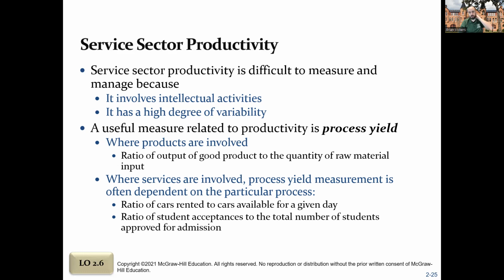Looking at a ratio of goods produced to amount of raw materials is one way to measure productivity in terms of goods. Where services are involved, using process yield helps you because it turns the service productivity into a tangible thing. How many cars were rented based on cars available? It is, if it's a sales job, right? Looking at your output in that way.